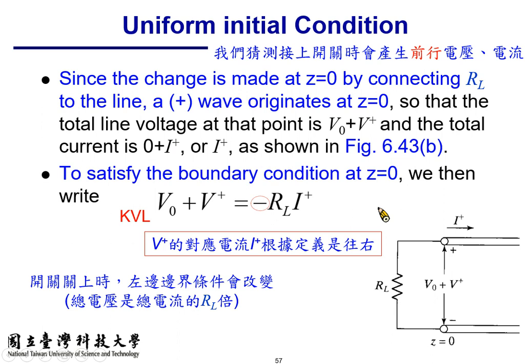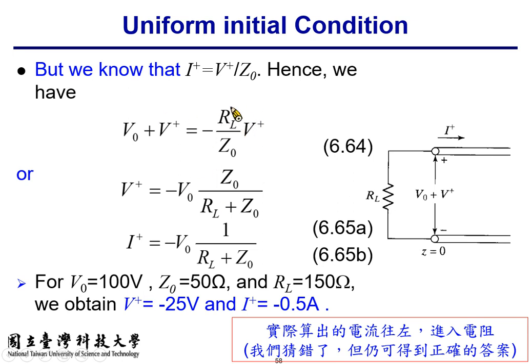And what do we know about this? Oh, RL equals 150. We also know that I plus equals V plus divided by 50. So by replacing I plus with V plus, we can solve for V plus and I plus as well. So V plus can be found using the relationship. It equals minus 25 volt. And I plus equals minus 0.5 amp.